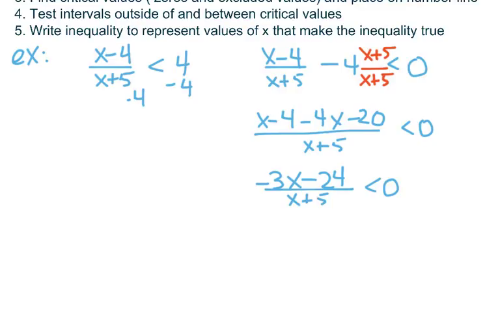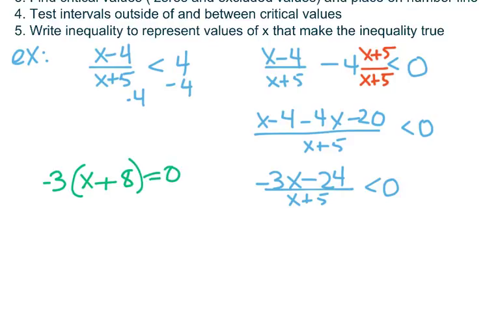Simplifying, I have negative 3x minus 24 over x plus 5 is less than 0. I need to find my critical values. Those are my zeros and my undefined, my excluded values of x. So my zeros are when the numerator is 0, right? Because I know 0 is not less than 0. So I'm going to factor my numerator, and I get negative 3 times x plus 8, right?